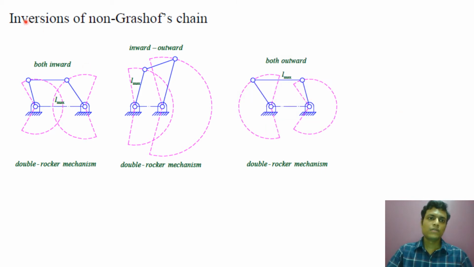So for inversions of non-Grashof chains, all inversions are double rocker mechanisms, but based on the position of Lmax we can classify them into both inward, inward outward, and both outward.